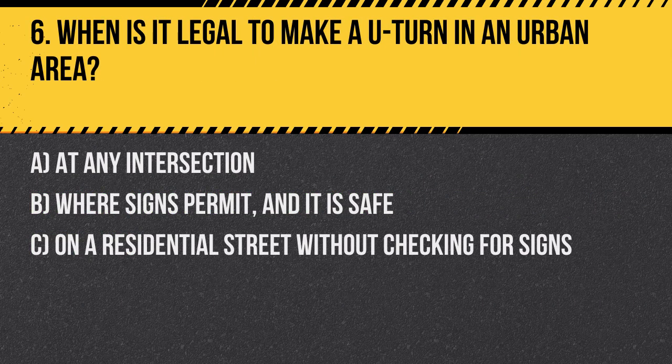Question 6. When is it legal to make a U-turn in an urban area? A. At any intersection. B. Where signs permit and it is safe. C. On a residential street without checking for signs.